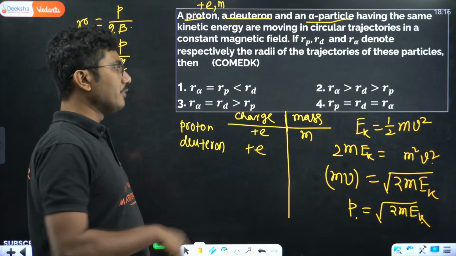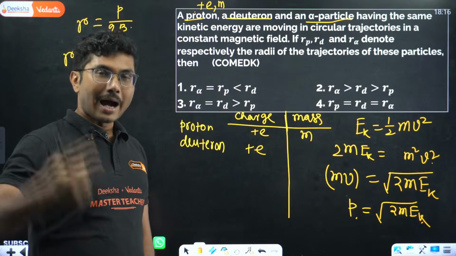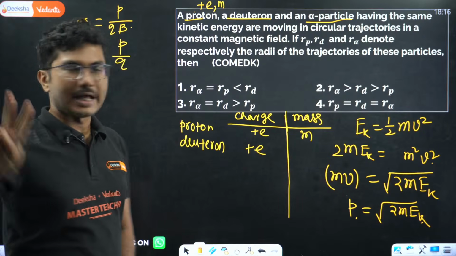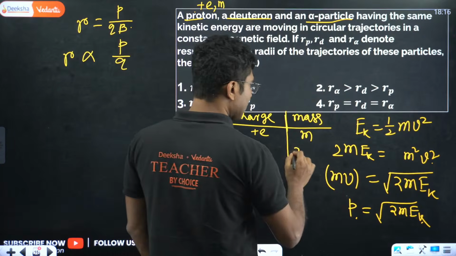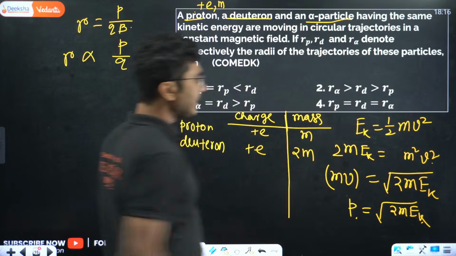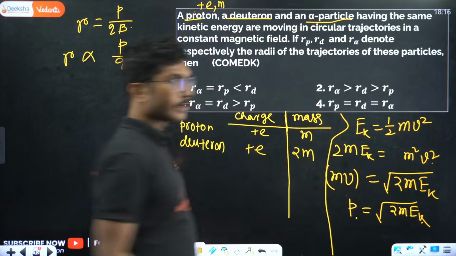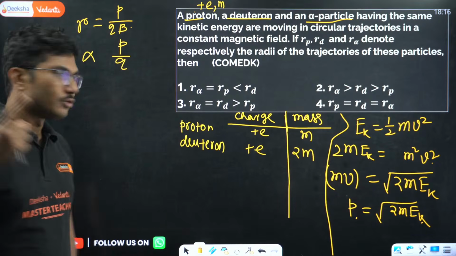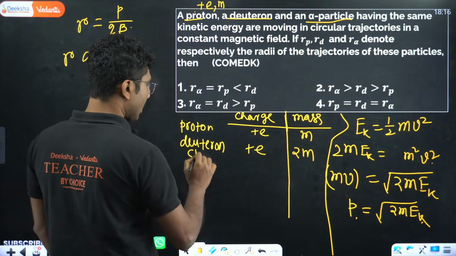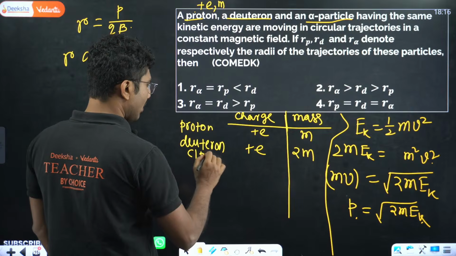But when it comes to mass, the mass of deuteron is twice that of a proton. Why? Because deuteron has one proton and one neutron.